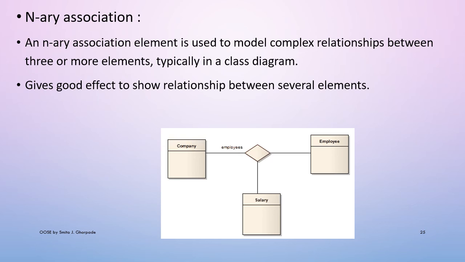Now example, company, employee and salary. These are related to each other and they are connected with an n-ary association with a triangular diamond symbol. So this diamond symbol and the respective three classes get connected to each other through this association line. So n-ary association means connection between three or more classes.